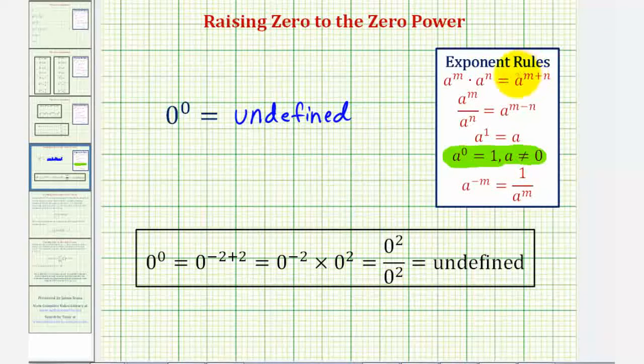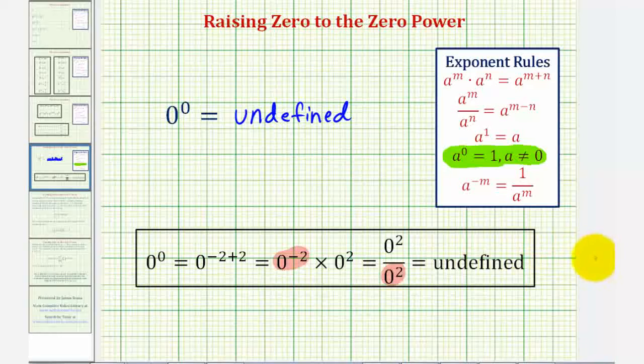And now using the property where we have a negative exponent, we can rewrite this product as a quotient because we can rewrite 0 to the power of negative 2 as 1 over 0 to the power of positive 2. So this product can be written as a quotient, and as a quotient, since 0 to the power of 2 is equal to 0, we have division by 0, which we know is undefined.